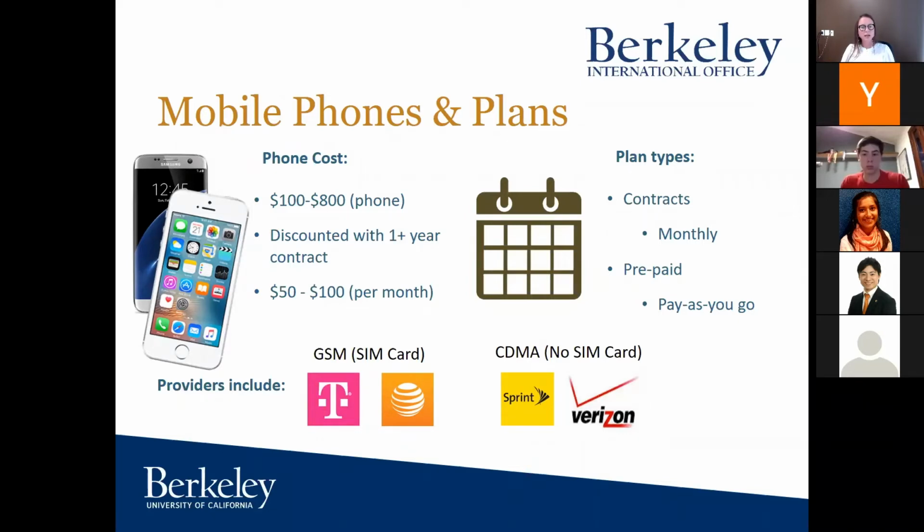The plan types: there are contracts, where you sign a contract with one company for one year and then you pay them monthly. And then there are also prepaid phones, where you just pay as you go, and you can just add more minutes onto your phone. Some of the providers that are pretty common are T-Mobile, AT&T, Sprint, and Verizon. Those are the biggest names.